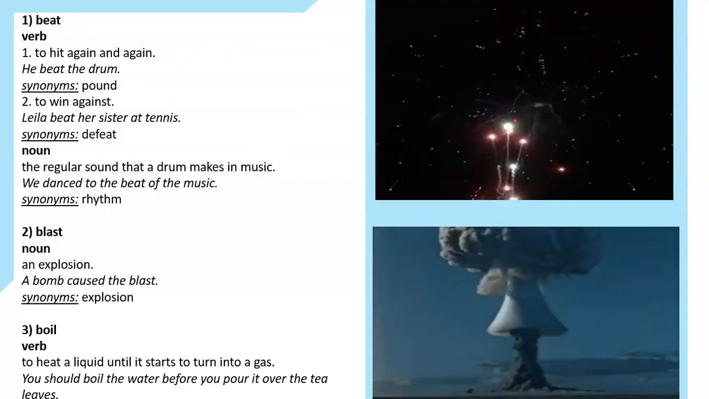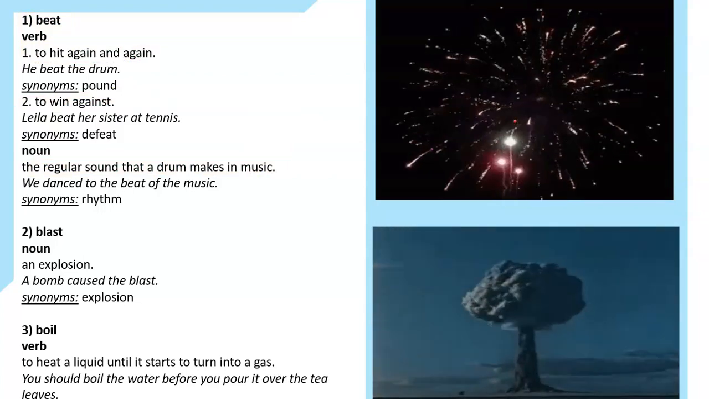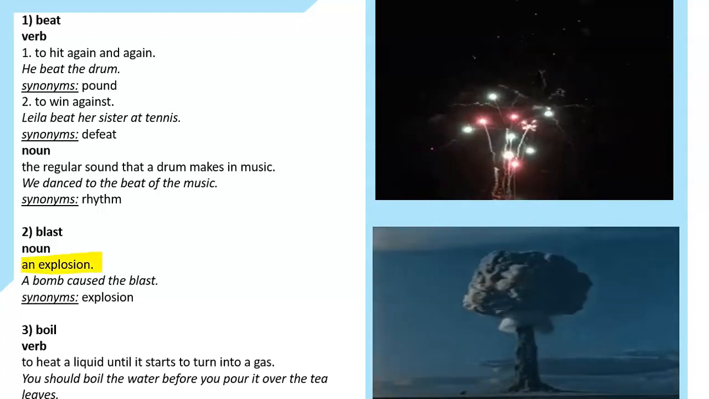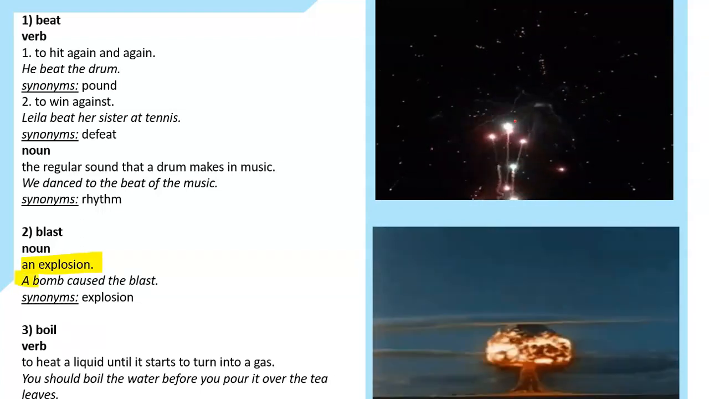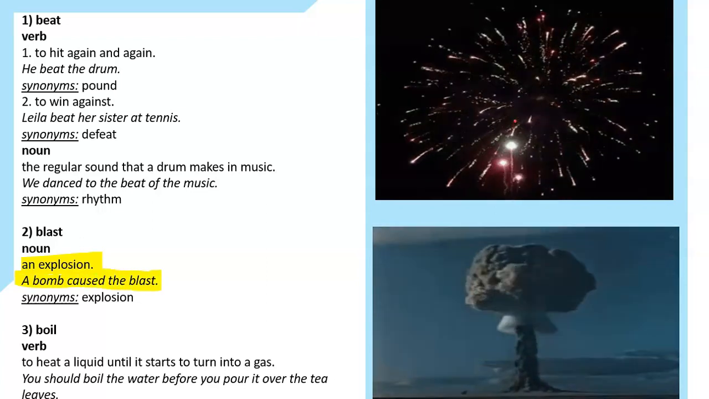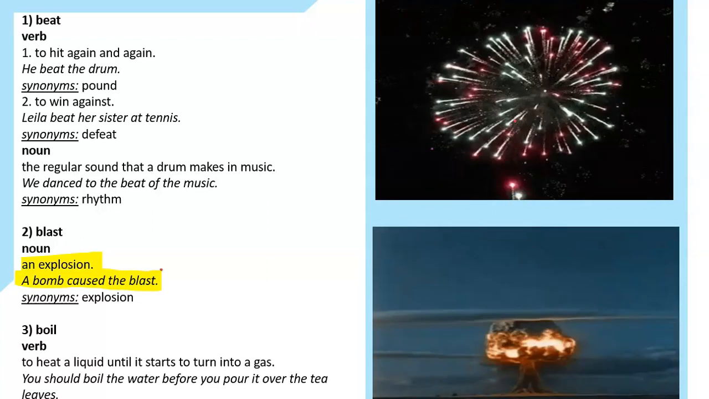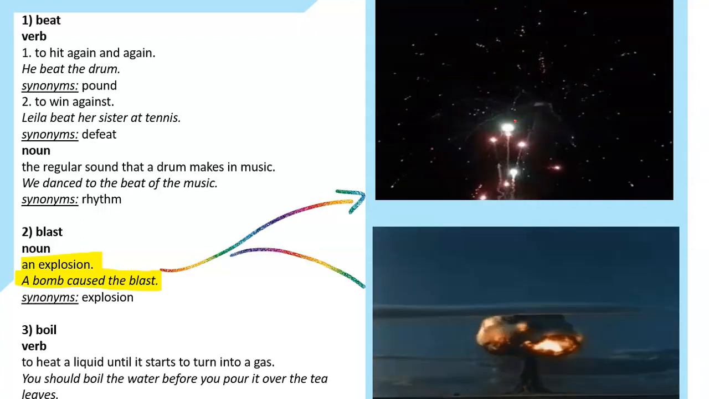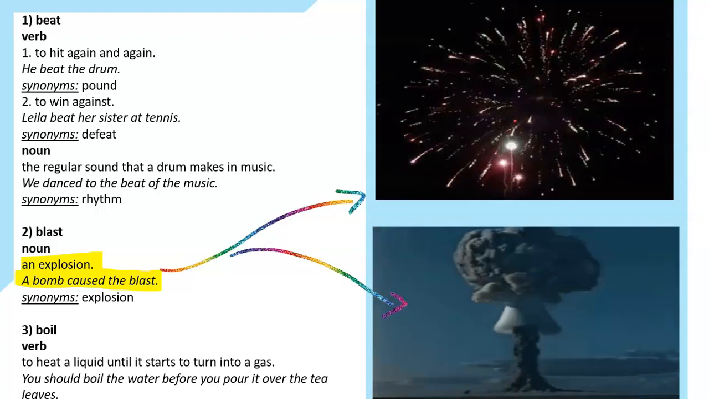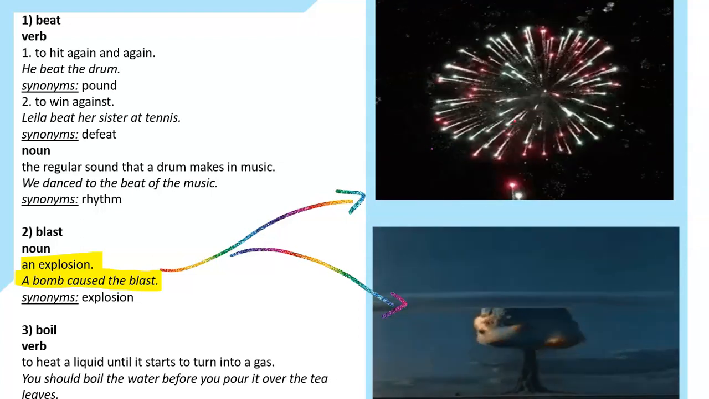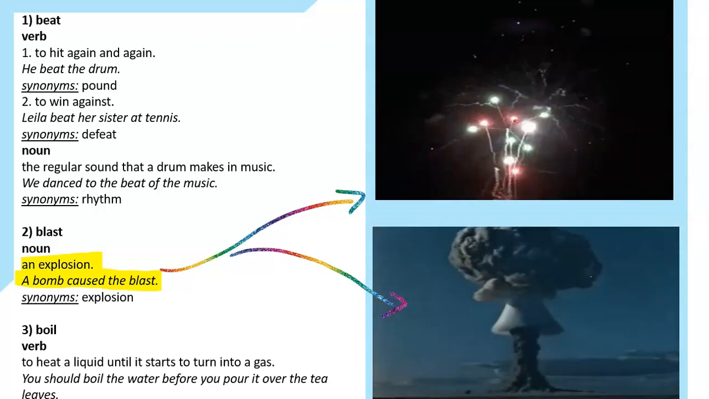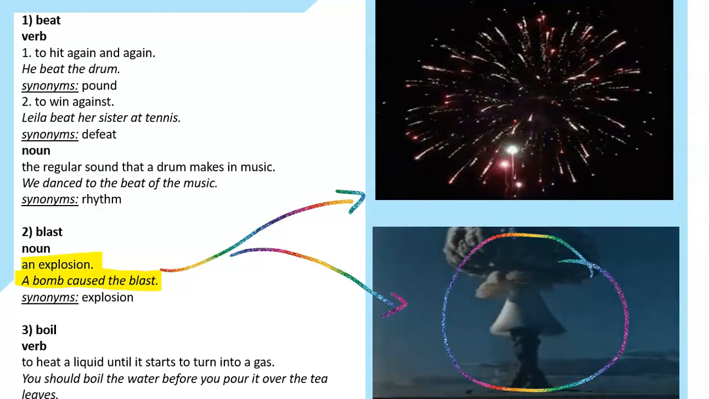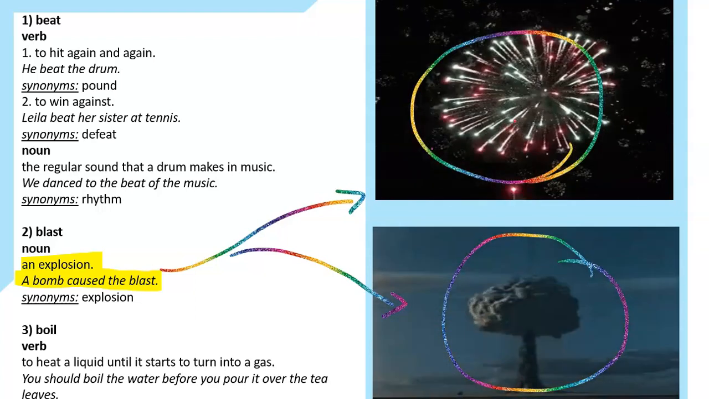Our next word is blast. Blast is a noun and it is an explosion. For example, a bomb caused the blast. Here in these pictures, you can see the fireworks and you can see a bomb. So we can say a sentence like this: I saw the blast of the bomb from far away. Or the fireworks blasted in the sky.